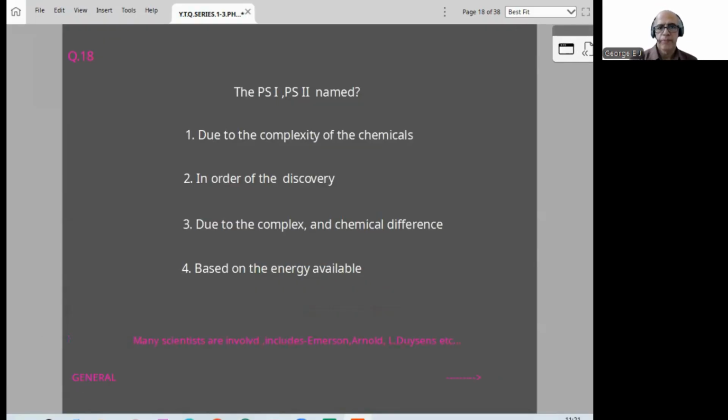Now question number 18. PS1 and PS2 names, like coenzyme 1, coenzyme 2. Here it is PS1, photosystem 1, photosystem 2, or pigment system 1 and 2, etc. Basically it is due to the order of discovery. The name has been given based on the order of discovery. Many scientists were involved in this area, famously Emerson, Arnold, the Emerson enhancement effect, the Emerson red drop, etc. Presently Arnold etc. are not in the syllabus. So it is due to the order of discovery. Option wise, it is 2. Now coming to 19.